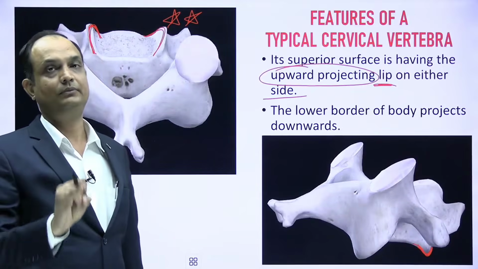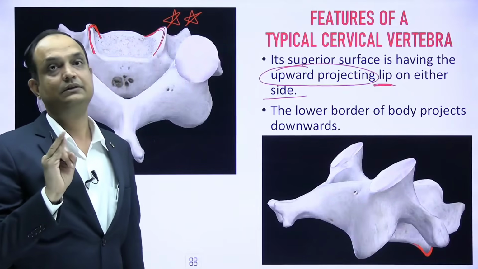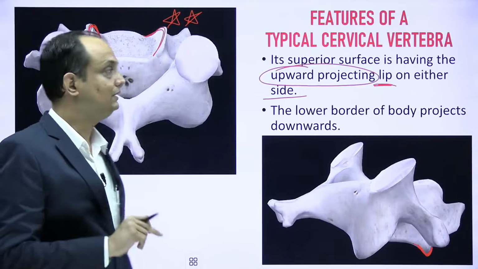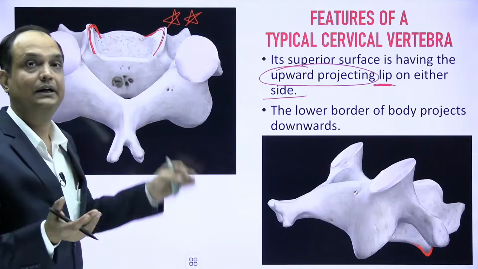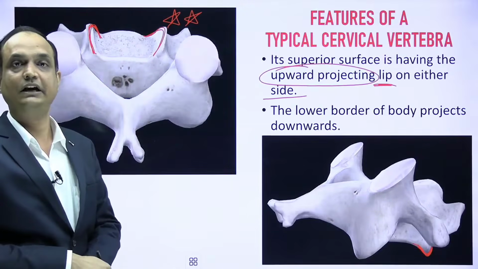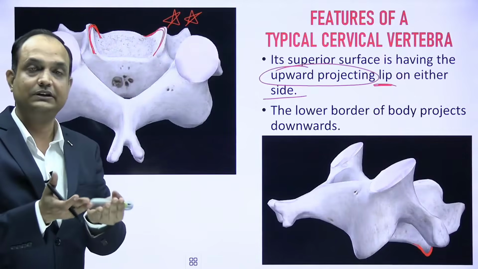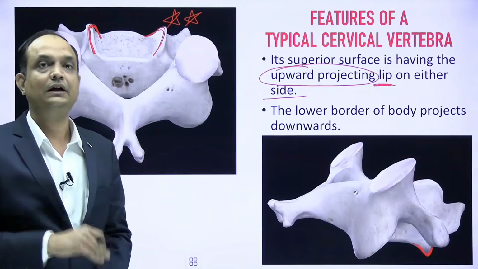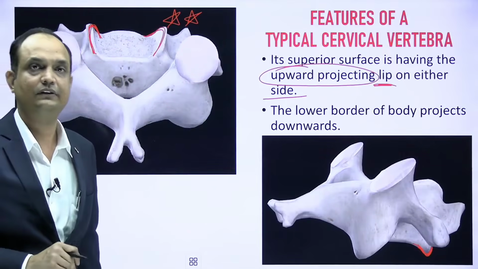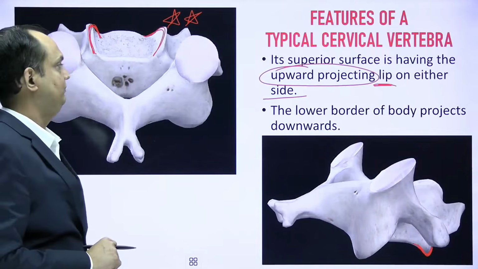But what is the characteristic feature of the cervical vertebra? One is the foramen transversarium, second the spine is bifid, and third, how to identify the superior and inferior surface of the cervical body. For that you have to look for these projections. If side-wise projections are present, it is always the superior surface of the cervical vertebra.